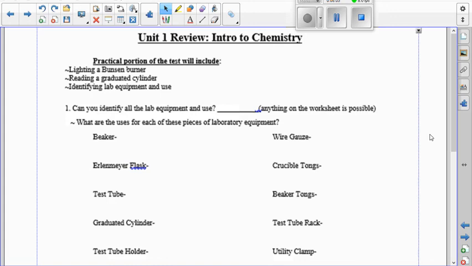Now, you do have to work on it while you're here, but you don't have to work on it outside of this class if you don't need to. But I strongly suggest that you do the whole thing. Anything on here is fair game. Anything that's not on here is probably not going to be on your Unit 1 test.